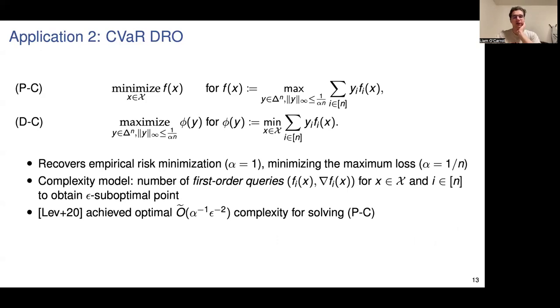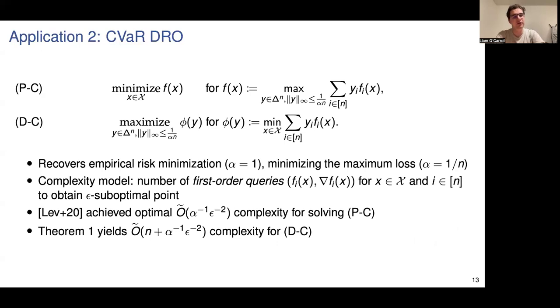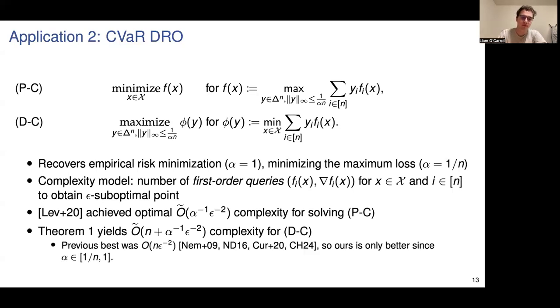Recently, Levy et al. achieved a complexity of alpha to the -1 epsilon to the -2 for solving the primal optimization problem. And we apply our general result to obtain a new state-of-the-art complexity for obtaining an epsilon optimal solution for the dual optimization problem in this application. And in particular, this additional additive factor is due to the dual best response oracle. And the previous best for solving the dual was epsilon to the -2. So ours is only better since alpha is between 1 over n and 1.